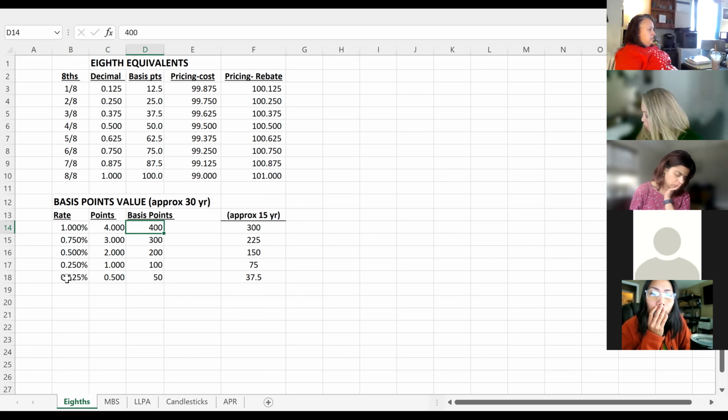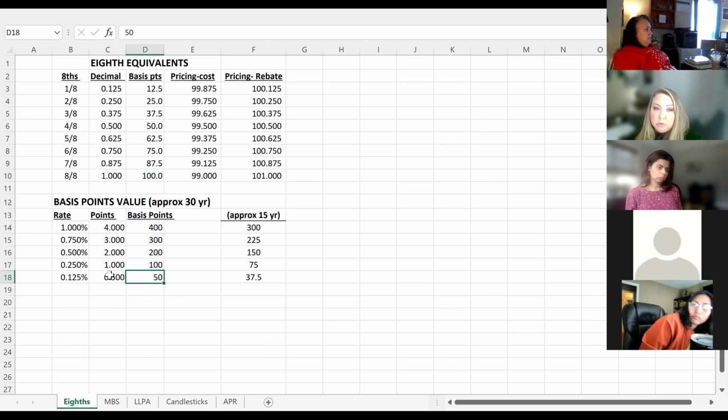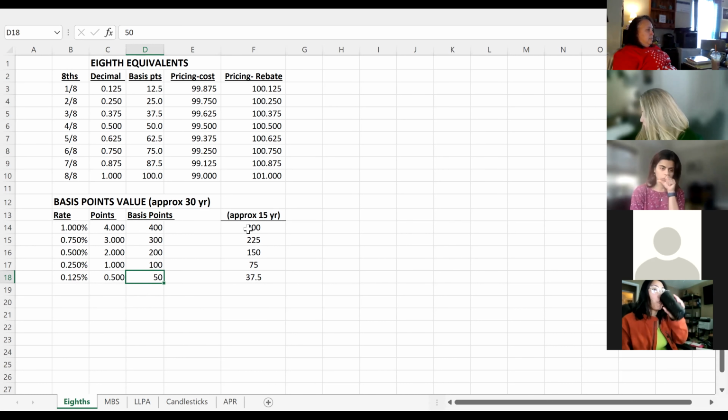So our little market, we said we're off 40. If we look down at the bottom, 1/8% in rate is equal to approximately 1/2 point, which is 50 basis points. As you can see with basis points and points, we're simply moving the decimal 2 spots. So right there, we lost 40 basis points. So we may lose 1/8 in rate, meaning it will worsen. So that's the equivalent of basis points to rate.